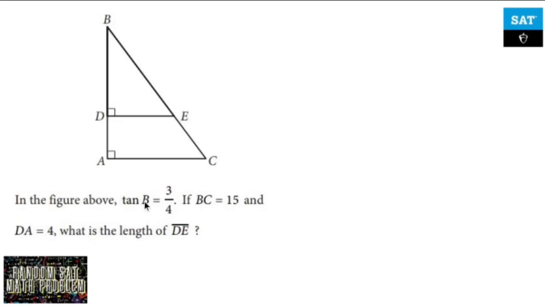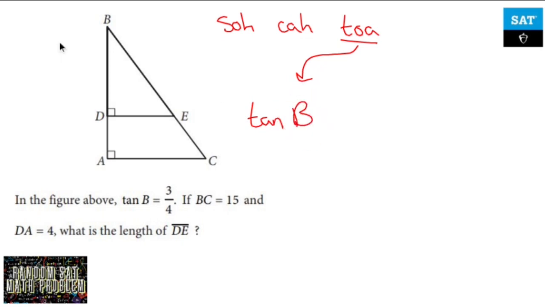In the figure above, tan B equals 3 over 4. Now, you may have heard of SOH CAH TOA. So I'm going to write that out. This is tan. We're going to care about TOA. TOA means the tangent of your angle, and in this case that is going to be B. That is going to equal the opposite side over the adjacent side.